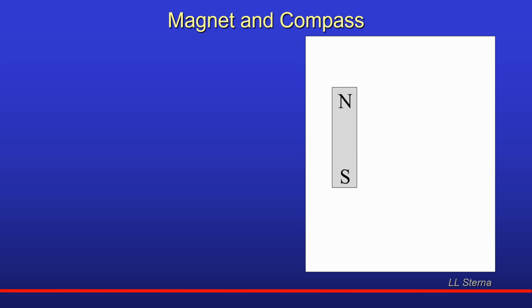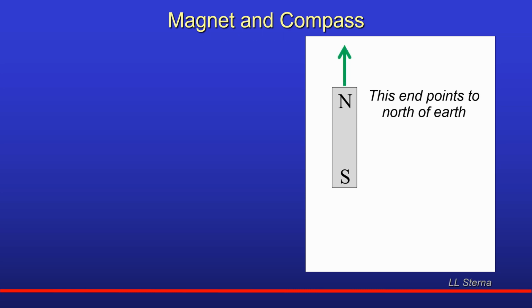Let's look at the relationship between a bar magnet and the compass. If you hang a bar magnet from a string, one end of the magnet always points to the north, one end of it points to the south. The end that points north is defined as the north end of the magnet. The end that points south is defined as the south end. If you label the north and south ends of the magnet, it's very convenient. You hang it from a string, you know which way is north, you know which way is south.